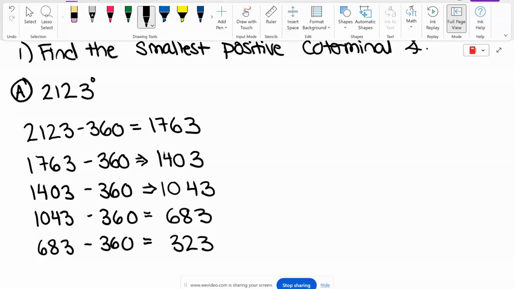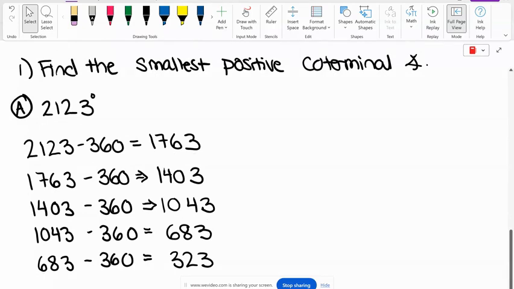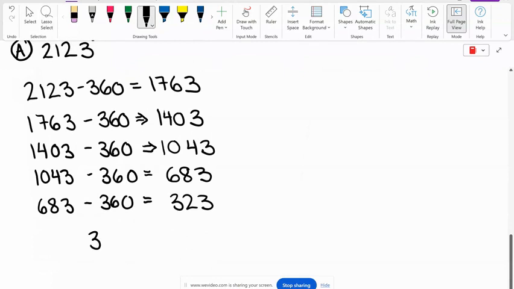What happens if I subtract 360 again? It becomes negative. Did I want negatives? No, I said the smallest positive coterminal angle. So what is that here? 323 degrees.